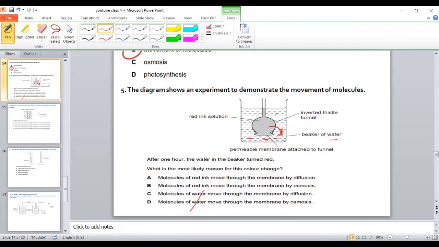So we will omit the water options. Now the option of red ink. Red ink will move by diffusion or osmosis. This is not water, it is red ink. So basically this red ink is moved by diffusion. So the option is A. Because if water moves, osmosis is considerable. But if any other substance moves, it means it is diffusion, not osmosis.